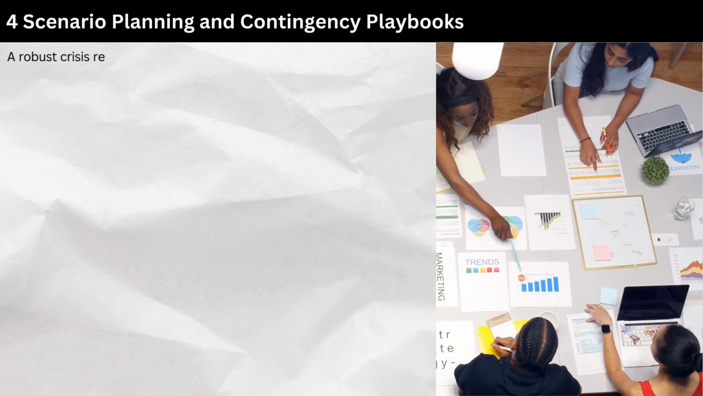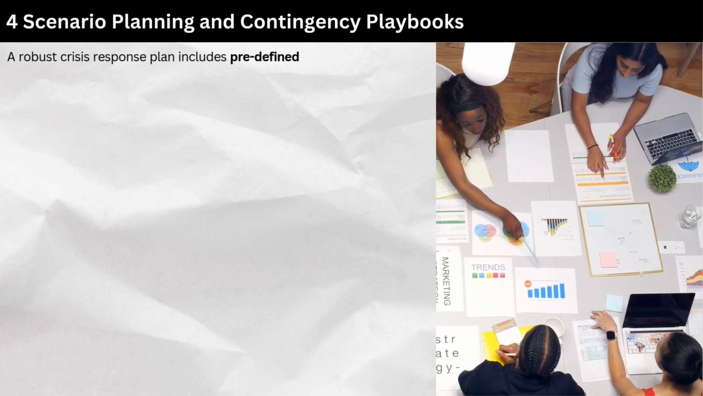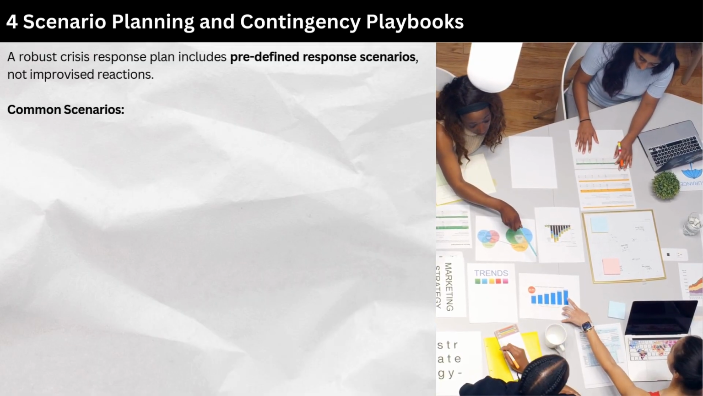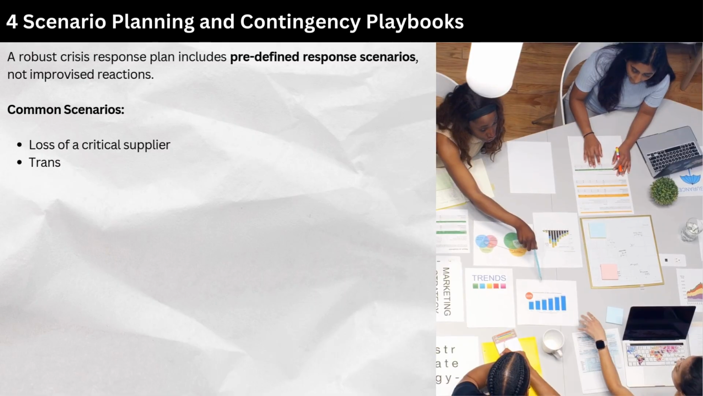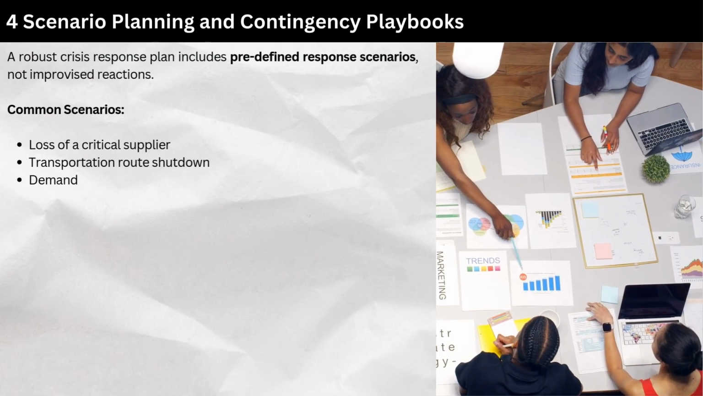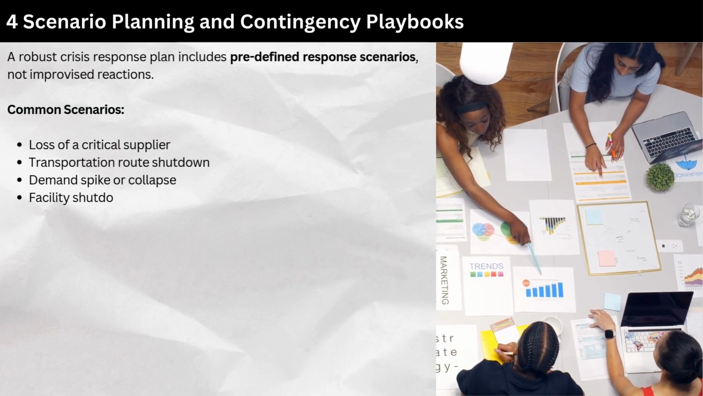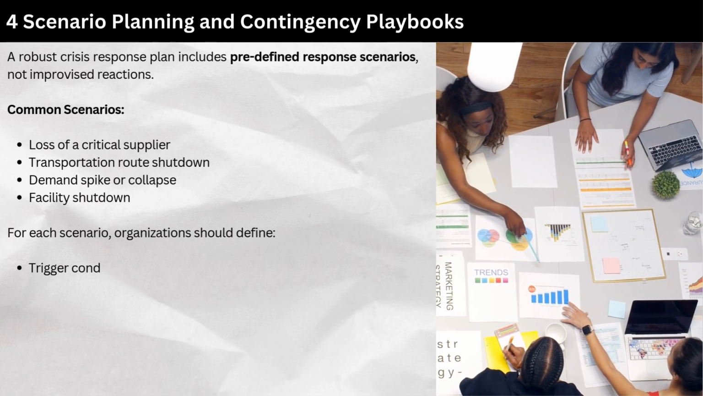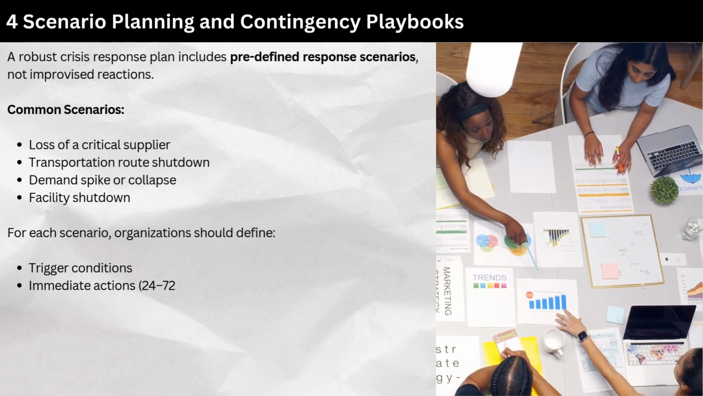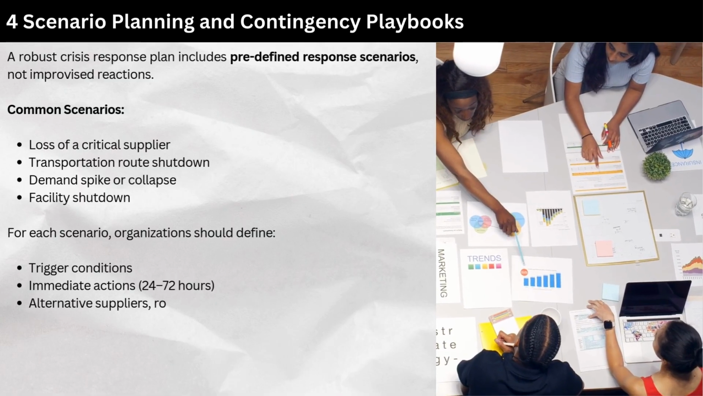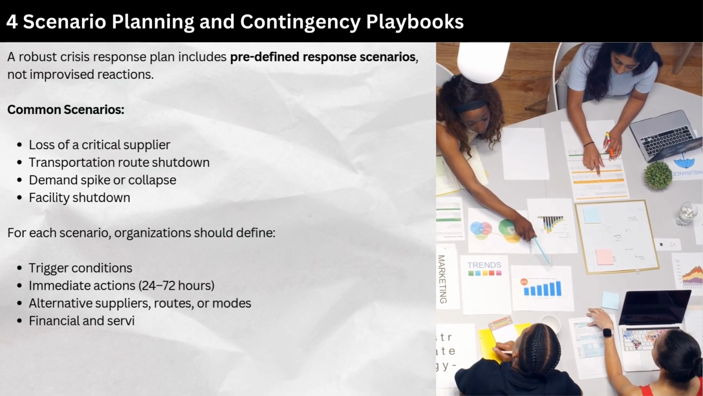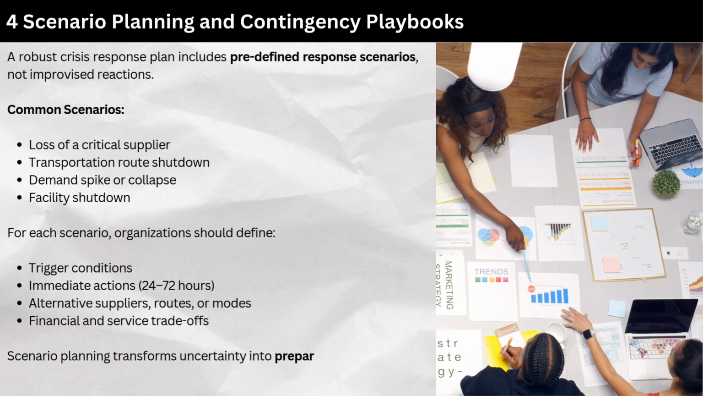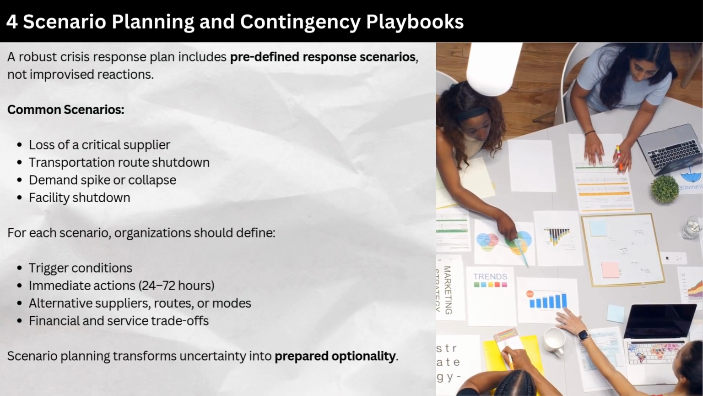4. Scenario planning and contingency playbooks. A robust crisis response plan includes predefined response scenarios, not improvised reactions. Common scenarios: Loss of a critical supplier. Transportation route shutdown. Demand spike or collapse. Facility shutdown. For each scenario, organizations should define trigger conditions, immediate actions, 24 to 72 hours, alternative suppliers, routes, or modes, financial and service trade-offs. Scenario planning transforms uncertainty into prepared optionality.